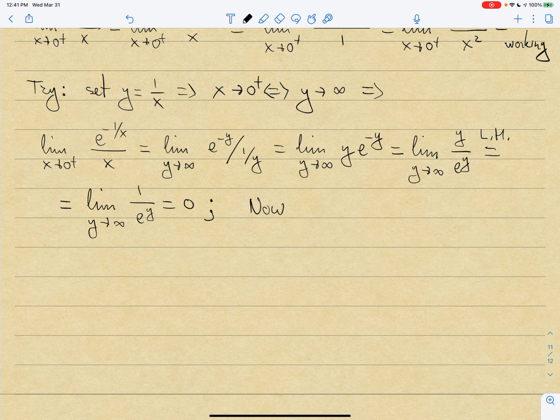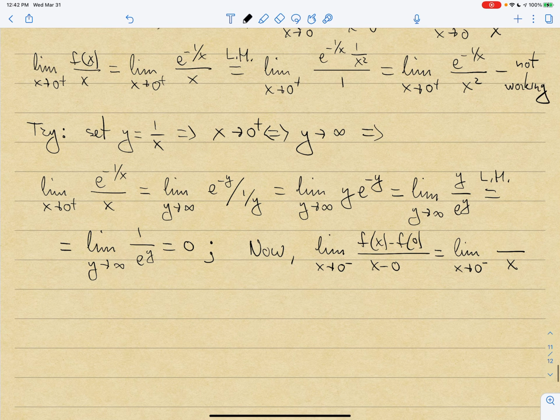And now we're going to use the symmetry of f of x to compute the limit from the left. So if I take a limit x goes to 0 minus of f of x minus f of 0 over x minus 0, what should that be? So this is still limit x goes to 0 minus. In the denominator I have simply x again, right, because x minus 0 is x. f of 0 is still 0.